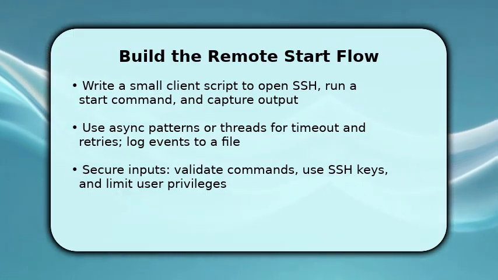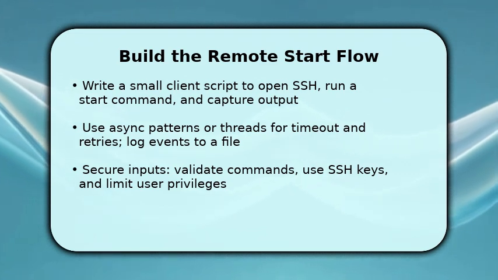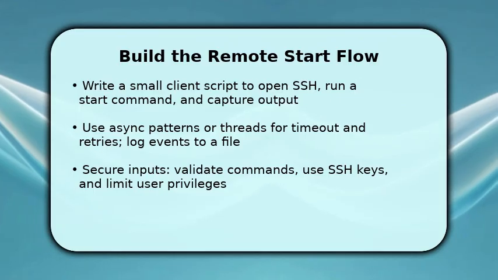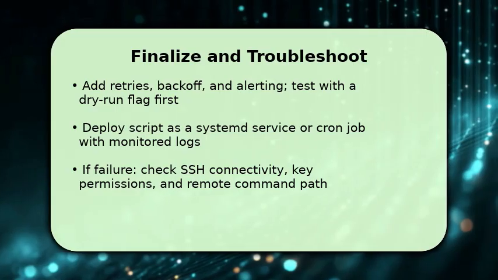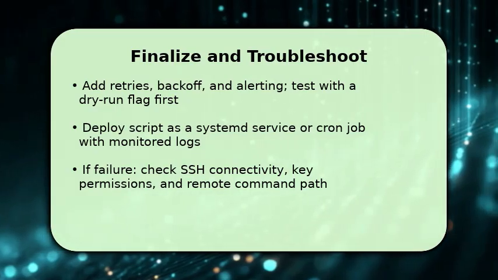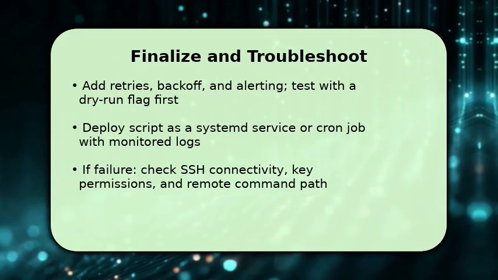Once the basic run works locally, parameterize host, user, key path, and the actual start command so you can reuse the script across machines. Finish by hardening and automating. Add structured logging, exponential backoff for retries, and a dry run option to validate changes.